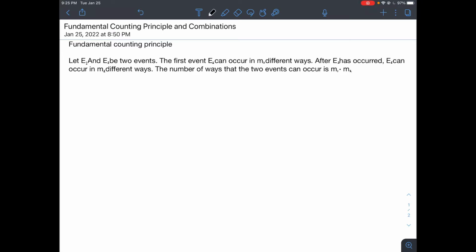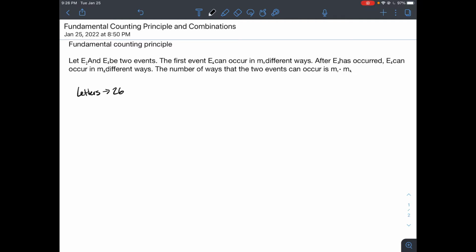And I want to say in this definition, it's only E1 and E2, but this can be extended to 3 or more events, and we're definitely going to see what that looks like. So our first question is how many different pairs of letters we can make out of the English alphabet. So we have letters, and we know that there are 26.